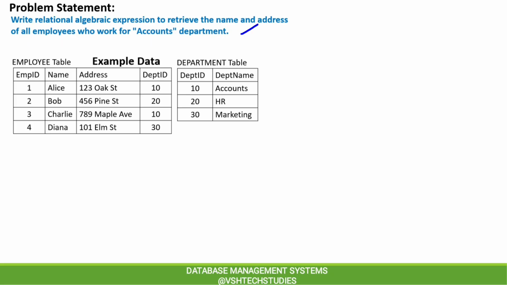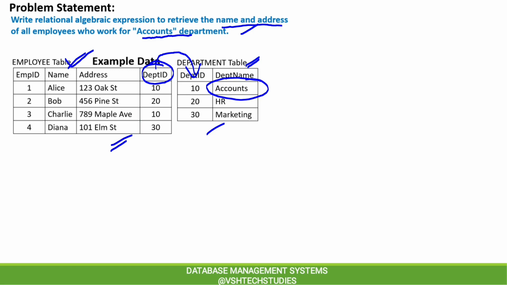So to solve this problem, this example data we are taking in which we have employee table and department table, because we need employee name and address. So one table related employee details, and who work for accounts department means another table, that is department table, which keeps the details of all the departments. Okay. Then in employee table, based on department ID, if we go to department table, we can get to which department they work for.